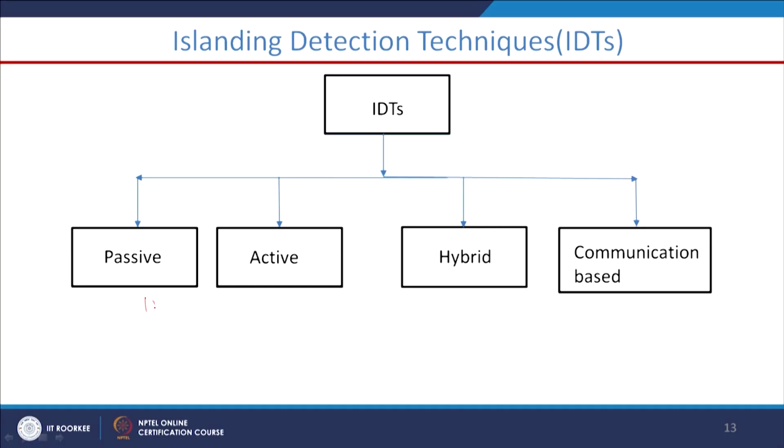Now, coming to the types of island detection technique, one is passive, second is active, third is hybrid, and the fourth is communication based technique. In this particular class, I will discuss a little bit about passive, the basic techniques used for detecting the islanding mode of operation. Passive means we are just estimating the parameters or signals or quantities at the terminal of the distributed energy sources, and then deciding whether this microgrid is disconnected from the main grid or not.